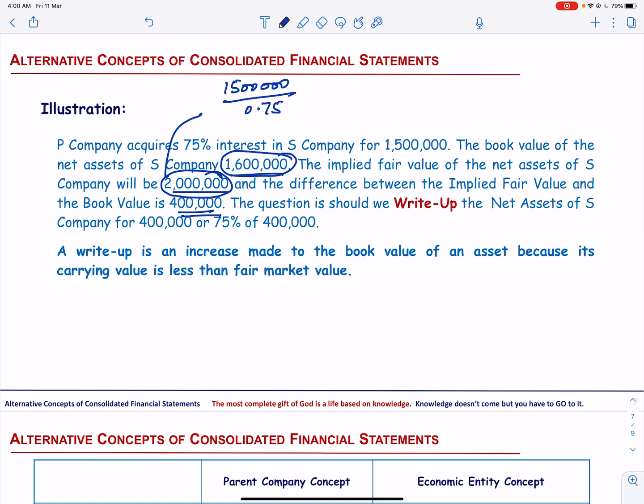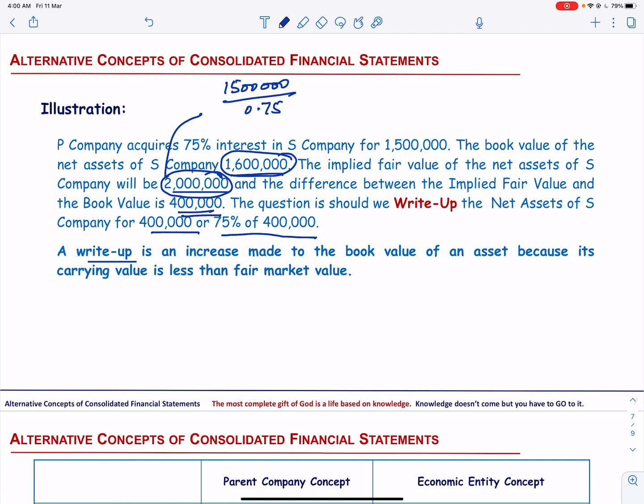The question is, should we write up the net assets of S company for 400,000 or for 75% of 400,000? A write-up is an increase made to the book value of an asset because its carrying value is less than the fair market value. A write-up generally occurs if a company is being acquired and its assets and liabilities are restated to fair market value under the purchase method of merger and acquisition accounting.